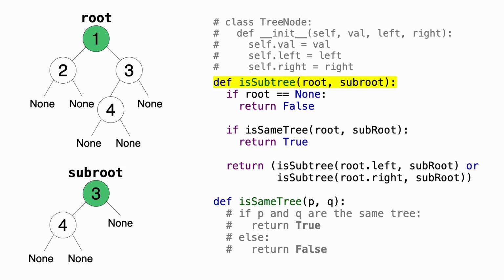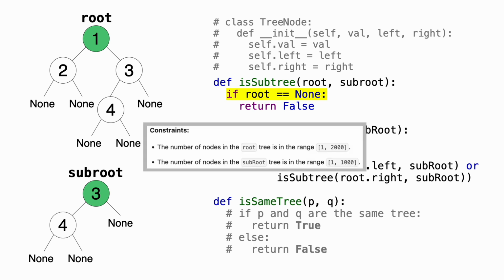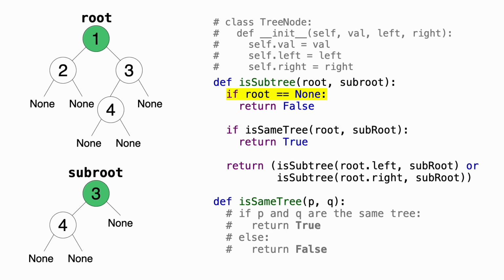Our first base case will be if the root node is equal to none. In this problem, both the root and subroot are guaranteed to contain at least one node. So if the root is none, then that means we've gone all the way down to the end of a branch without finding a matching subtree. You'll see an example of this later, but for now just keep in mind that we return false in that case. Right now, root is not none, so we'll move on.